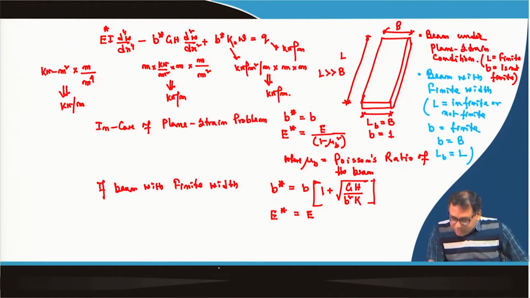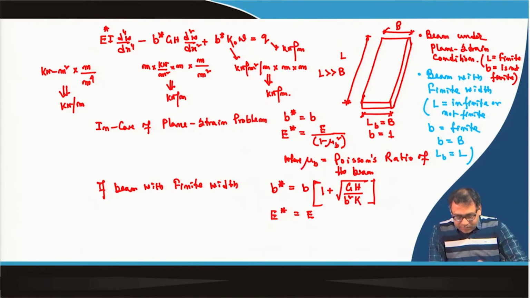So, under these two conditions, if beam under plane strain condition, then your B star will be equal to B, and generally it is considered as unit, and E star will be E divided by 1 minus mu B square.